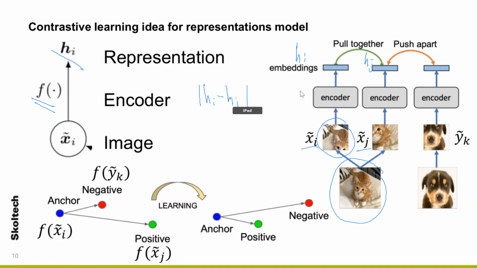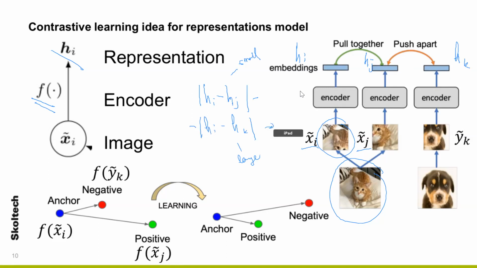But if we have some other image, we crop it, apply the encoder, and get h_k. We want h_i and h_k to be different from each other. So we want this distance to be small and this distance to be large. We don't know the scale of these distances, so we try to encode into our loss function the difference between these two. So this difference should be as small as possible.